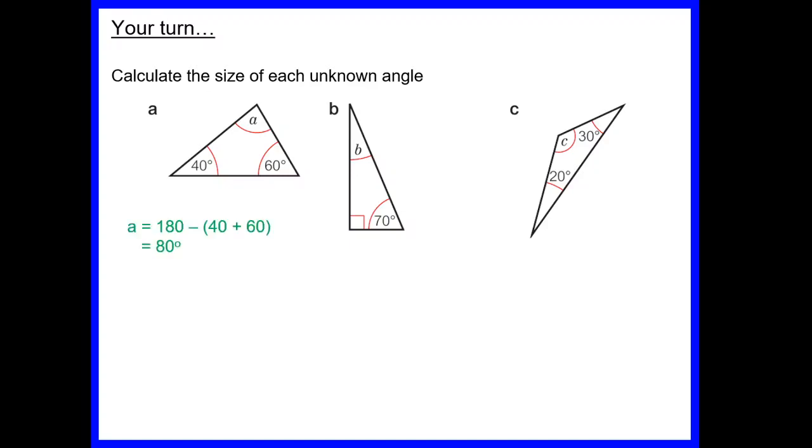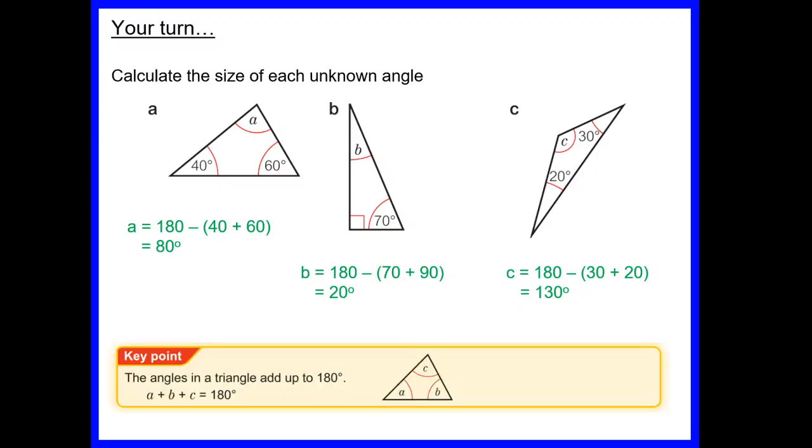So for A then, we should have had 180 minus the 40 plus the 60, which is 100. So 180 minus 100, which is 80 degrees. For the second one, we should have added the 70 and the 90, which is 160. 180 minus 160 is 20 degrees. And for the third one, if we add the 20 and the 30, that's 50. 180 minus 50 is 130 degrees. Check your answers with those.